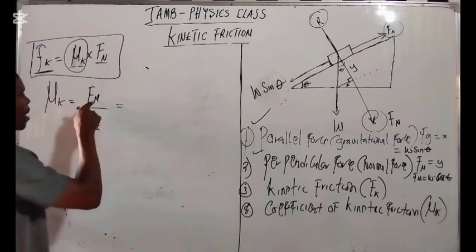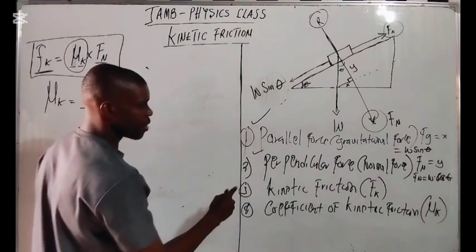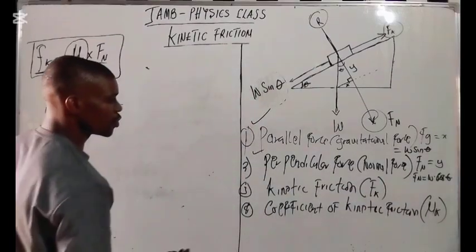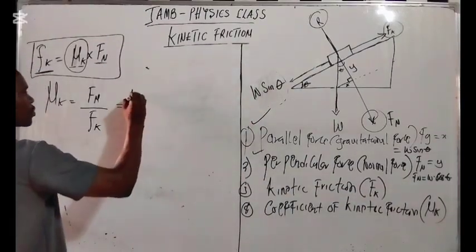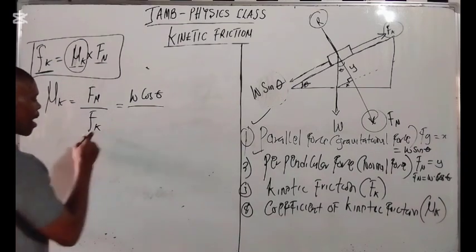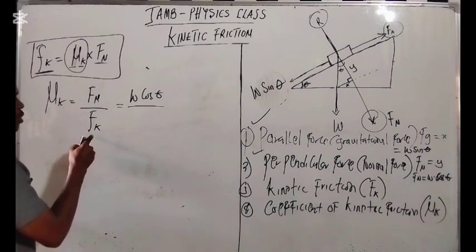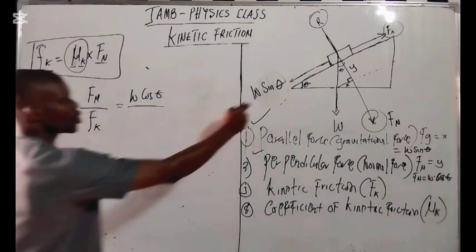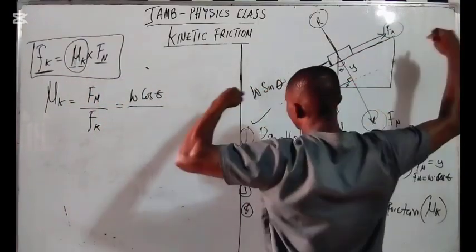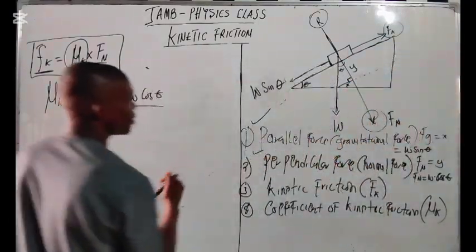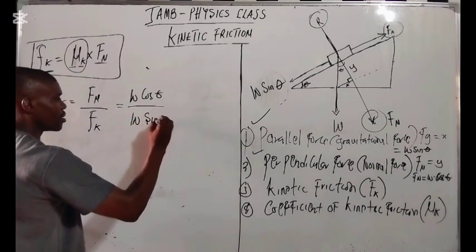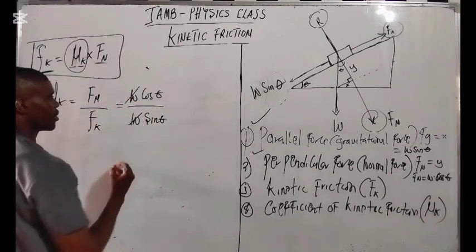So now remember, what is my normal force? My normal force is W cos theta, over my frictional force, which is also this here, because these are equal but opposite. So here you can also say W sine theta. This cancels out this here.